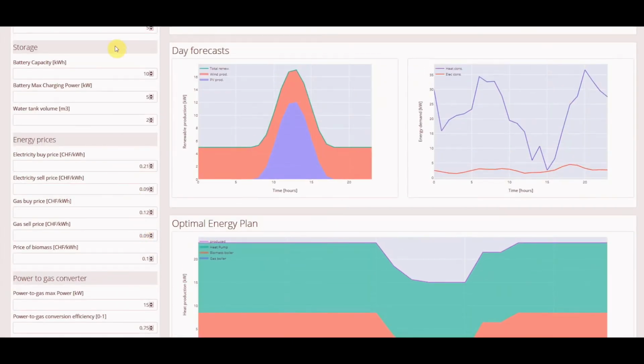So when you change the physical parameters or the energy prices, Maestro will adapt the strategy in order to always minimize the energy cost. For example, if I'm reducing the electricity selling price from 9 cents per kilowatt hour to just 4 cents, let's see what happens.